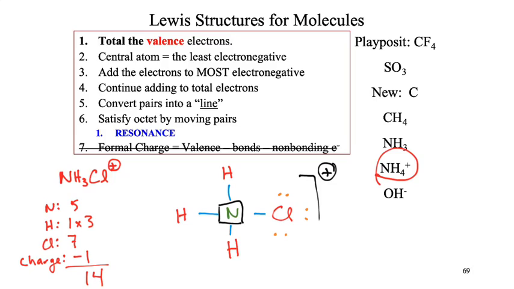So shapes, center atom. Tetrahedral, electron geometry, there's 4 groups of electrons. All of those are bonds. No non-bonds. We'll get tetrahedral for both the electron geometry and the molecular geometry.